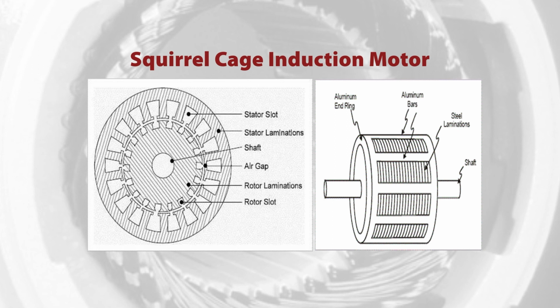So squirrel cage induction motor construction is shown here. The rotor coils are shown in the figure. Slots are mentioned there. Shaft is there in the center. Air gap is there. Windings are shown there.